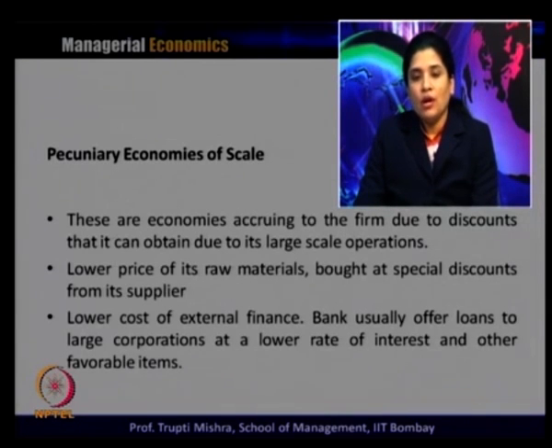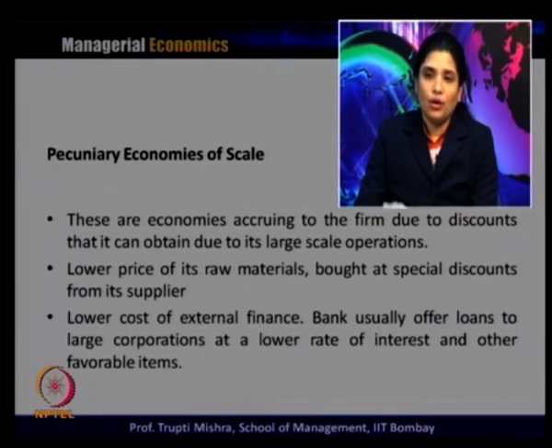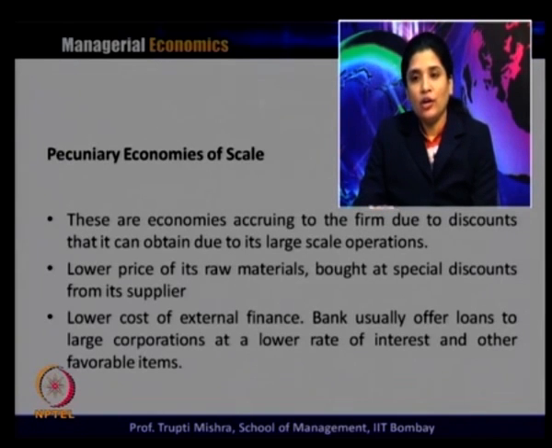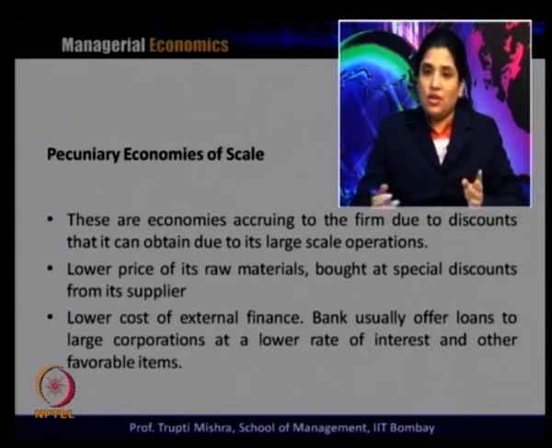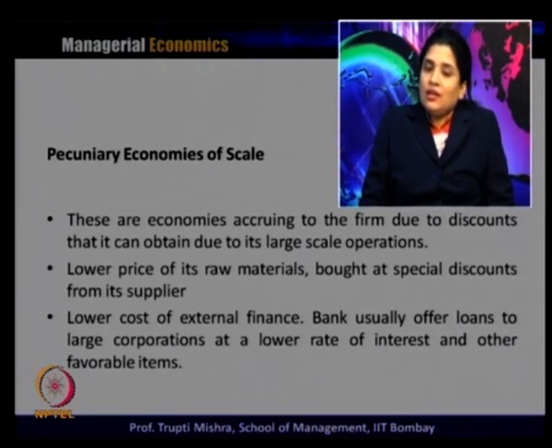So, for example, lower price of its raw material bought at a special discount from its suppliers. If it is a large scale, if you are buying in bulk, generally you get a discount. That happens in almost all cases. When you buy in bulk, you get it at a lower rate than the individual unit. So, if the scale of operation is increasing, then they get a special discount from the supplier, because they are buying more and paying a lower price for the raw material.